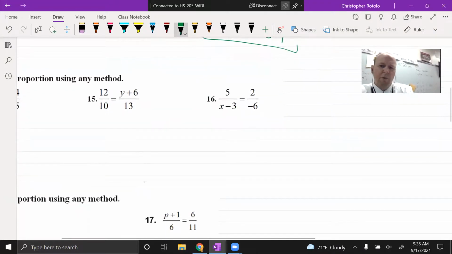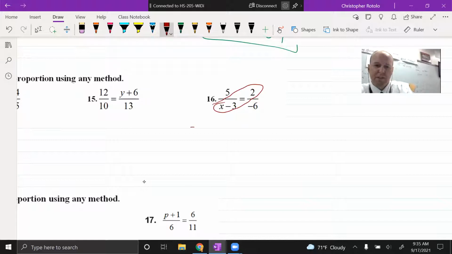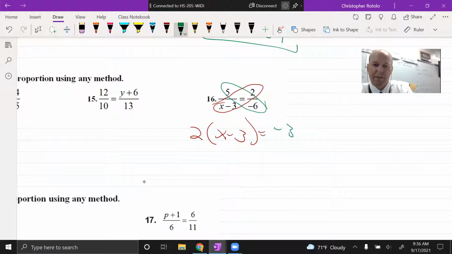All right, so what we're going to do to this, maybe the one that you haven't seen yet, is trying to cross multiply where we have extra stuff going on. So I'm going to take care of this one first. So that's 2 times x minus 3. And it equals, if I change pen colors here to help out, negative 30.